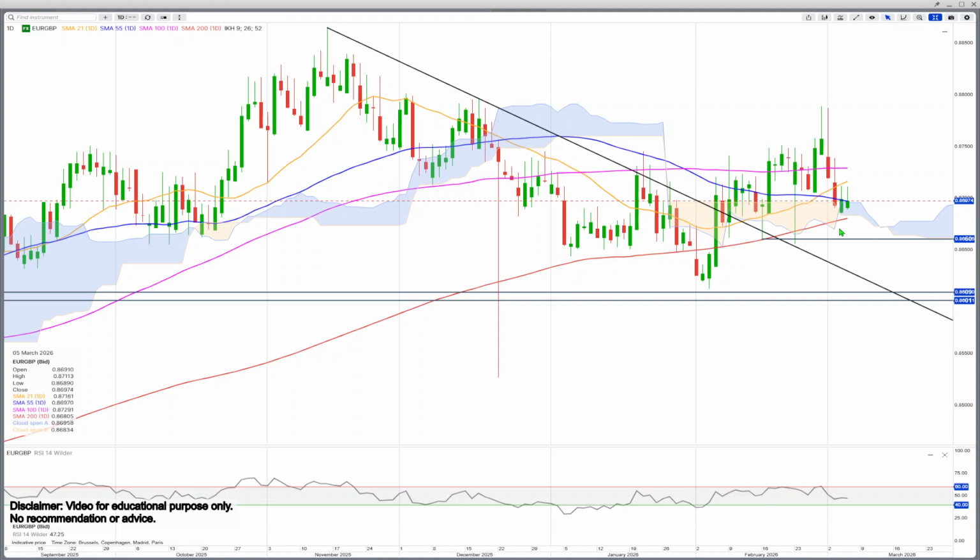the 200 moving average rising, you have the 100 flat, and you have the 55 moving average declining. So there's a clash between the shorter to medium and the medium to longer term trends, and that's why you see this volatility without clear direction.